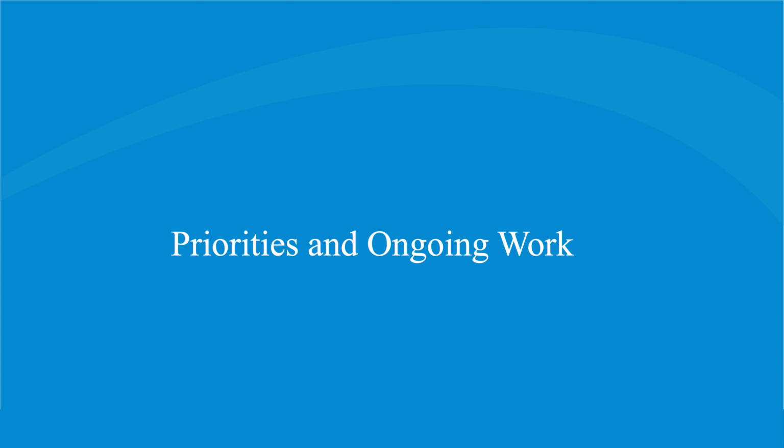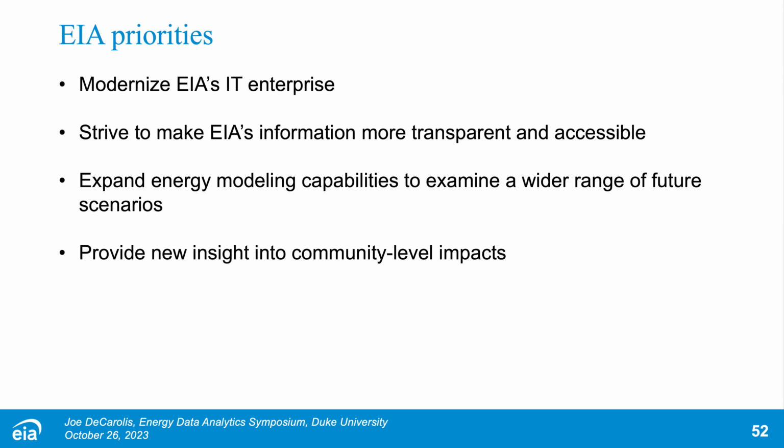Okay, so I am going to talk about some of our priorities at EIA and discuss some ongoing work. So these are the high-level priorities. We want to modernize our IT enterprise.